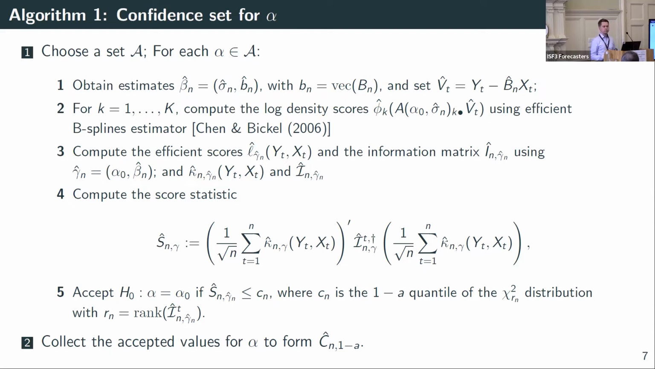This is computationally really convenient because for every hypothesis you make on alpha, you just have to do this B-spline approximation, which is essentially just a linear projection problem. You compute this test statistic, and then you reject if the test statistic is bigger than a critical value, which comes from a chi-squared distribution, where the degrees of freedom is equal to the rank of this estimated information matrix. To form confidence sets, we typically invert this test over a grid. We set up a grid of different hypotheses for alpha 0, run the test for each of these, and only accept the values for which the test does not reject. Then we look at the union of these to form a confidence interval for alpha.